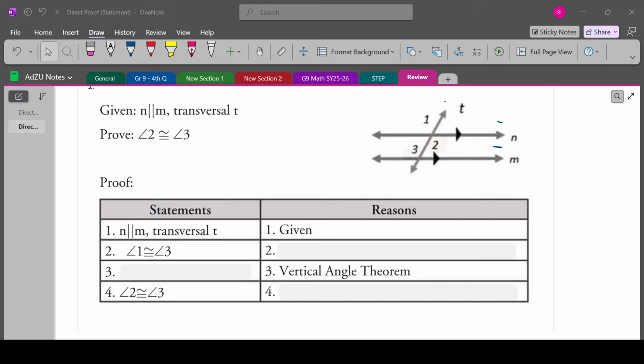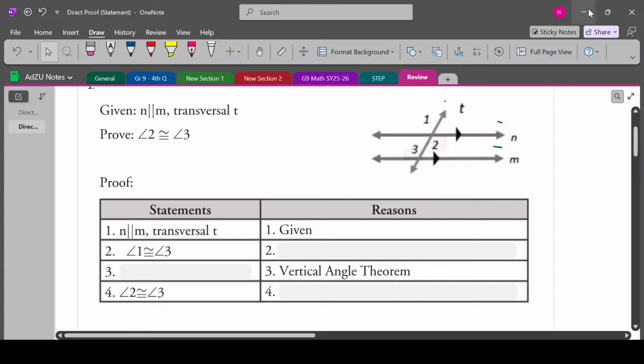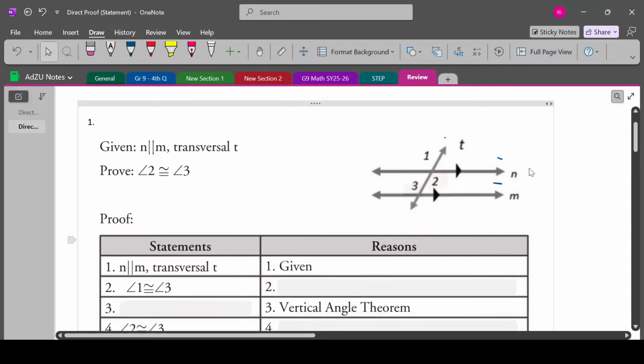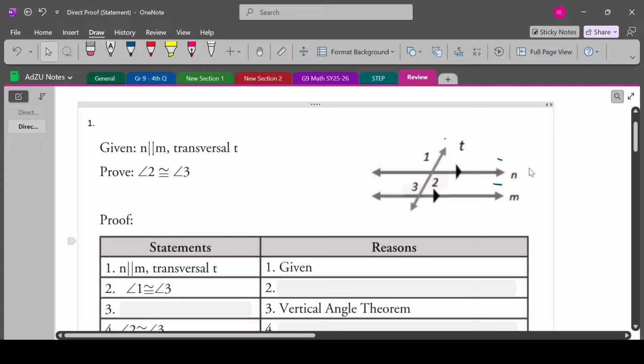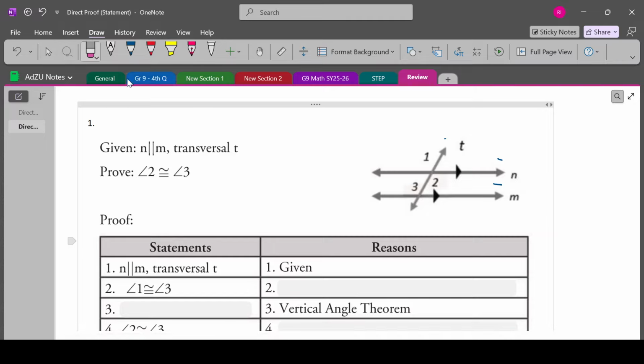This is a video on direct proof pa din, pero the given problems are geometric statements na, not na siya algebraic. Okay? So this is how we prove if by just nasa exam itong ganitong problem.